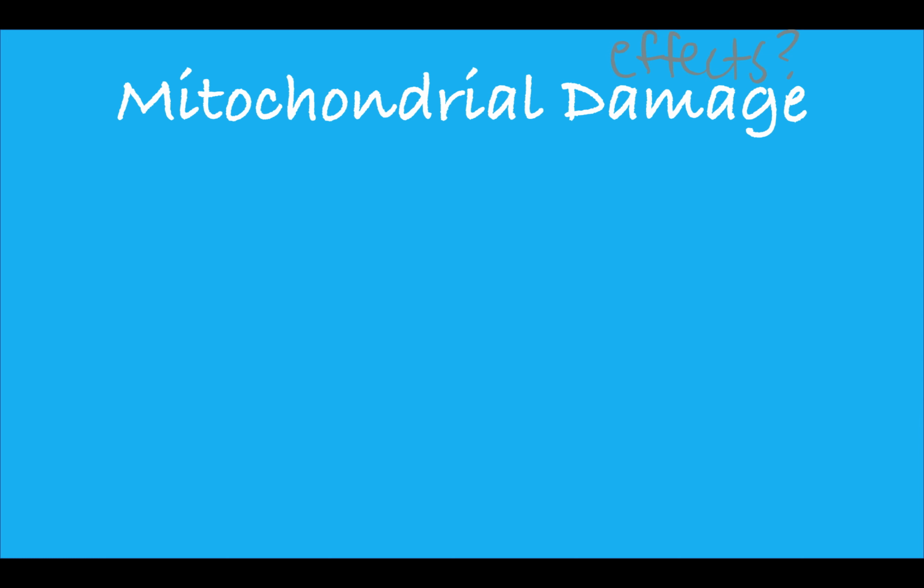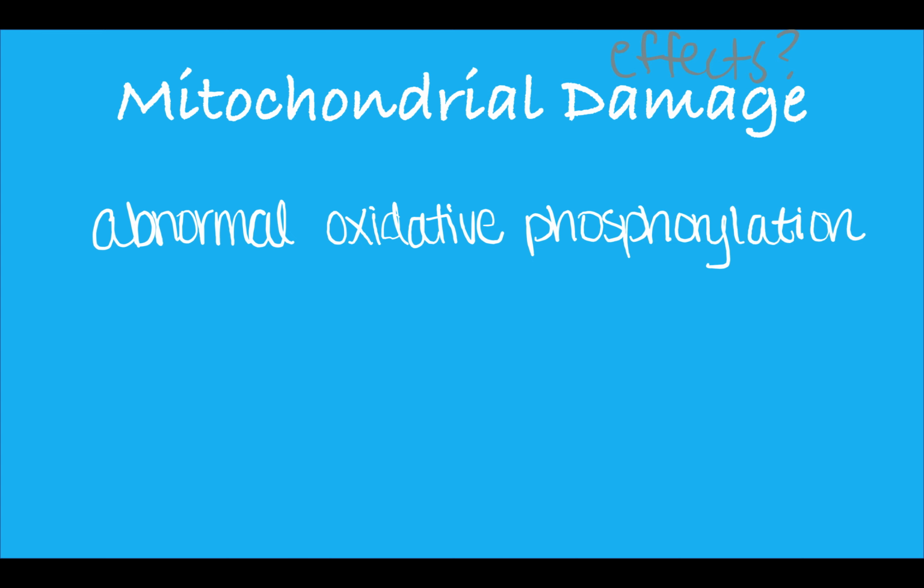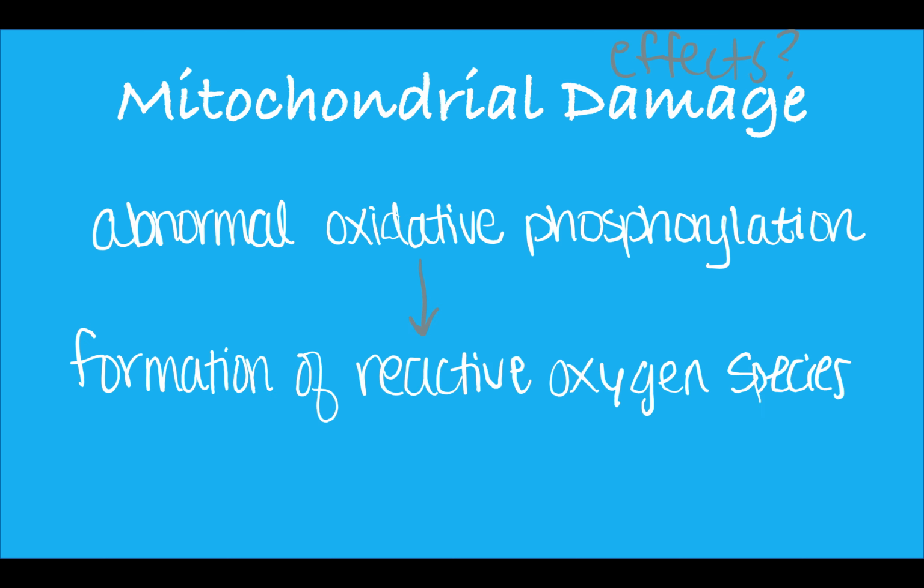The second effect that we mentioned was the abnormal oxidative phosphorylation. If you have abnormal oxidative phosphorylation, you can actually make these reactive oxygen species. And we just said that that actually can damage the mitochondria itself. So it's kind of this cycle where if the mitochondria is damaged, it can cause these free radicals, these reactive oxygen species, and those can then further damage the mitochondria.